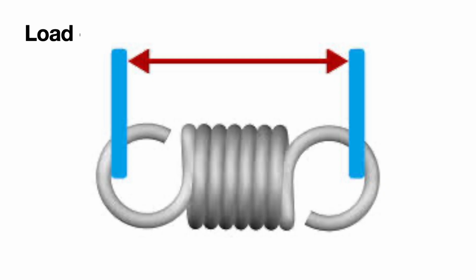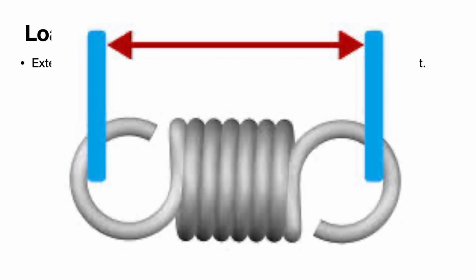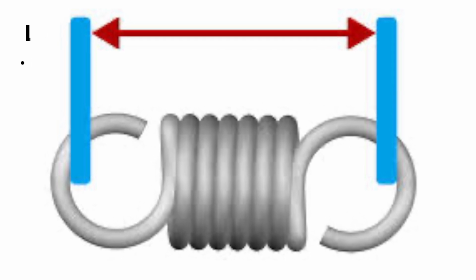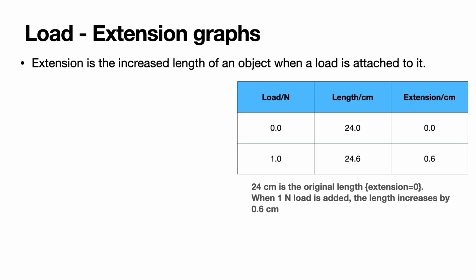From the data that we have observed, we can plot a load extension graph. This extension is the increased length of an object when a load is attached to it. Let's take an example observation table in which we add loads, measure the length and calculate the extension, by finding out the difference between the initial length and the extended length.